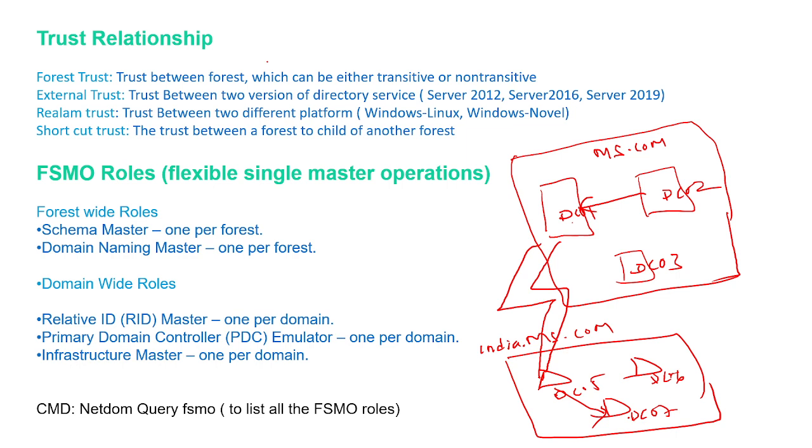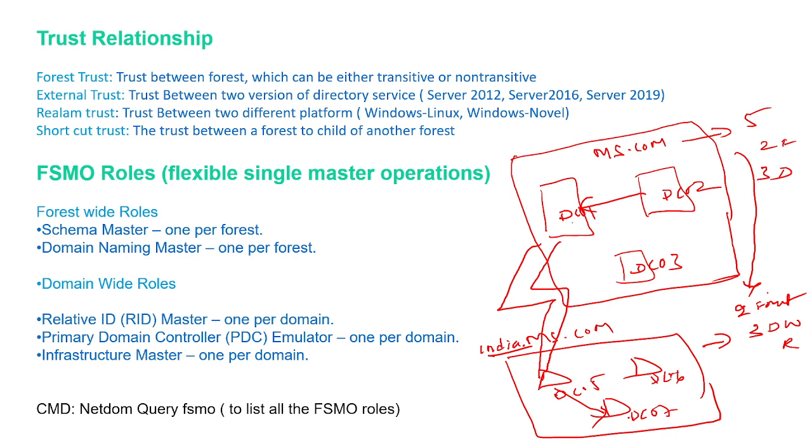So these two are the forest wide roles. Okay, and then we have domain wide roles. Domain wide roles means each and every domain will have them. If you search in ms.com, microsoft.com, you will see all 5 roles there. Okay, 2 are forest wide, 3 are domain wide. But if you check in india.com, you will only see 3 domain wide roles. And these 2 will be falling from microsoft.com only, which are forest wide roles. Okay, because I told you they are common for the entire forest.